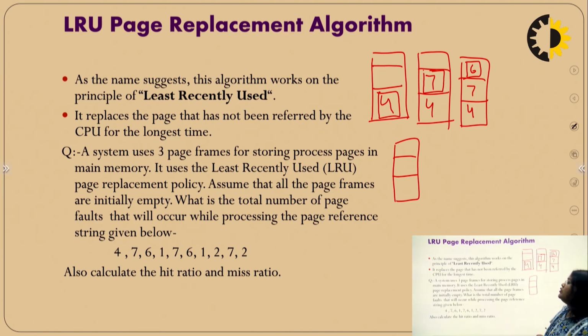So we just swap the 4 with the 1. So it is 1, 7, 6. 1 is the new element in this. We always put a window on the new frame so that we make fewer mistakes. So this is 1.